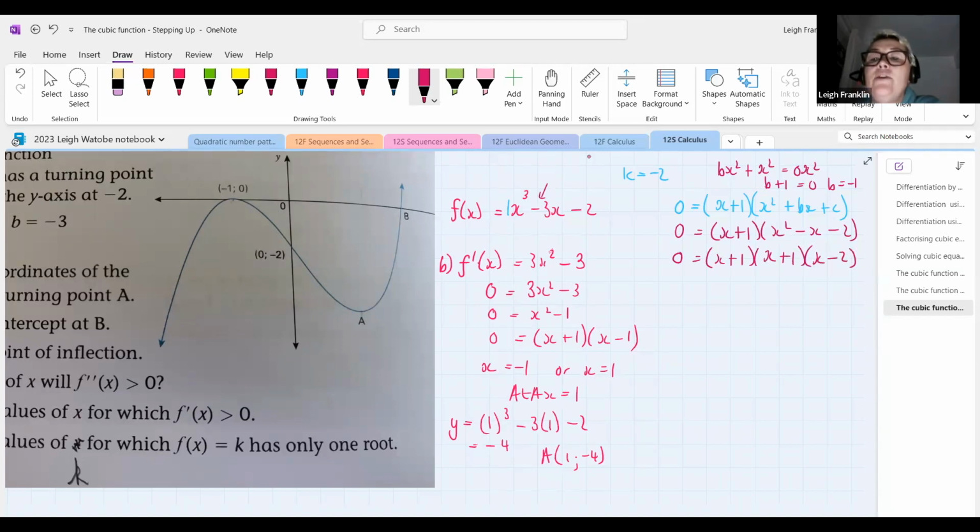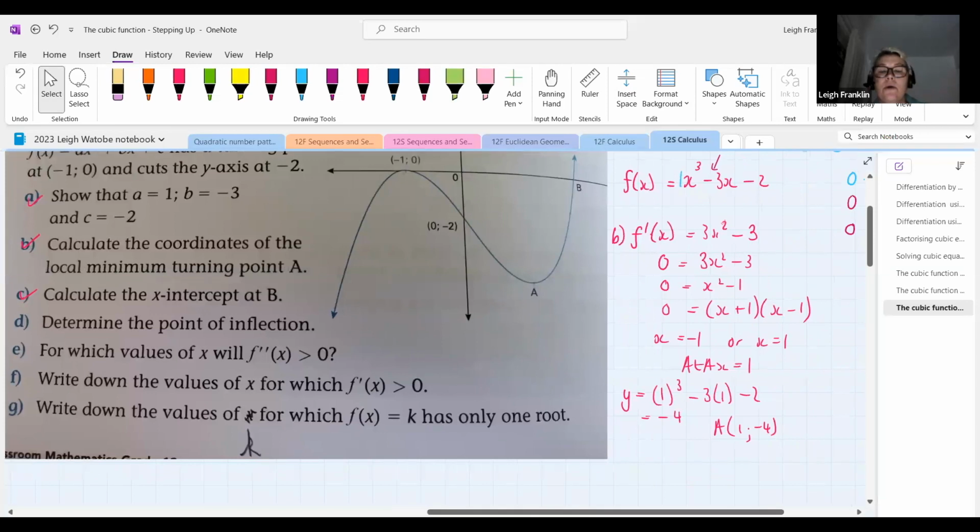And then again here, one bracket would be plus 1, the other bracket would be minus 2. So again, can you see you've got that doubling up of the brackets when you've got a turning point on the x-axis? So either x would be equal to negative 1 or x would be equal to 2. So at B, x is equal to 2. So your coordinates at B would be 2 and 0. Good. Yes, well done.